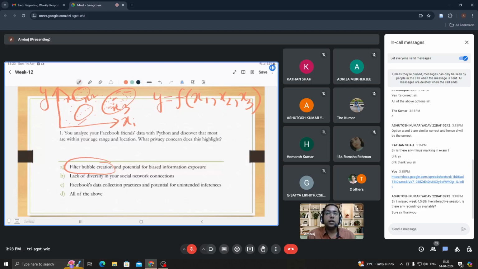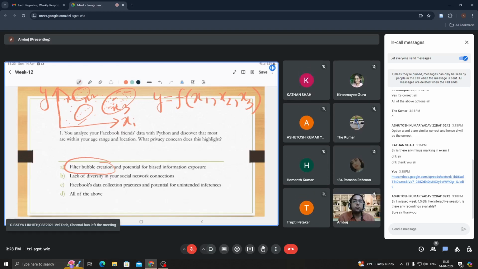Here it is written, you analyze your Facebook friends' data with Python and discover that most are within your age range and location. So some type of bias is there. The first thing, filter bubble creation, means the data is aggregated. Whatever my age range is and whatever parameters I have provided, like my locality and location, it tries to capture, along with the date of birth I have provided. So here the first option would be 100% correct: filter bubble creation and potential for biased information exposure.